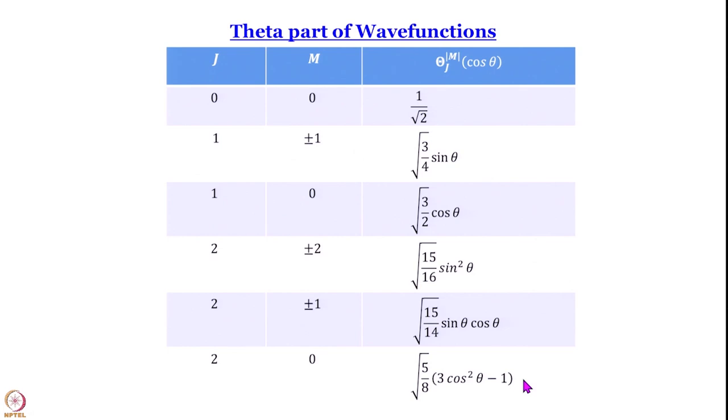I will maybe tell you later why I like this function very much, but this is something that keeps occurring in many, many places. In rigid rotor, hydrogen atom, NMR spectroscopy, fluorescence spectroscopy, this 3 cos square theta minus 1 keeps on recurring all the time. Okay, more about it a little later.